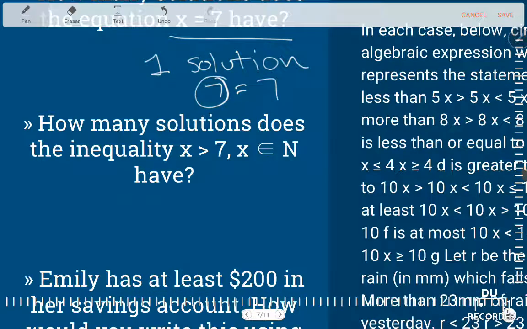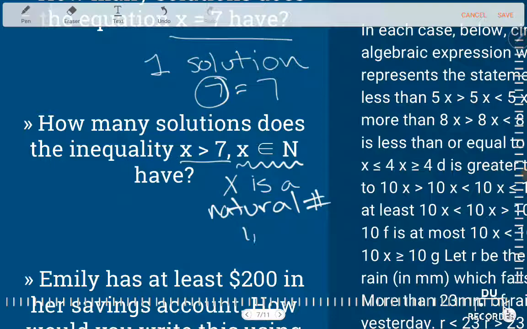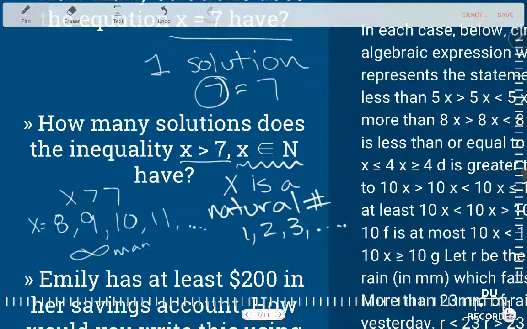With inequalities, we have more solutions. If we look at like x greater than 7, this right here says x in N, that means x is a natural number or like a counting number. So it's like 1, 2, 3, etc. So if x is bigger than 7 and a natural number, well, it could be 8, could be 9, could be 10, could be 11. It could really be anything bigger than that, right? So there would be infinitely many solutions there.